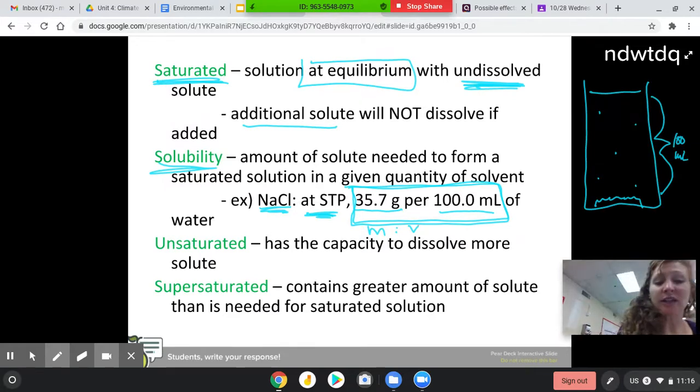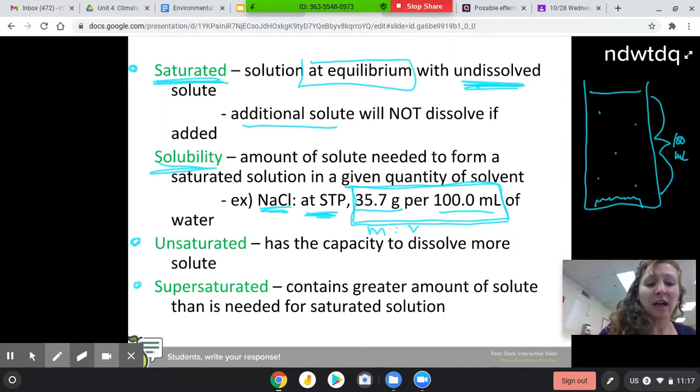Okay, and then we look at a couple variations of the saturated. So we can have saturated, we can have unsaturated. Unsaturated logically would be it can dissolve more. If you put more solute in, it will turn into ions and not settle at the bottom.